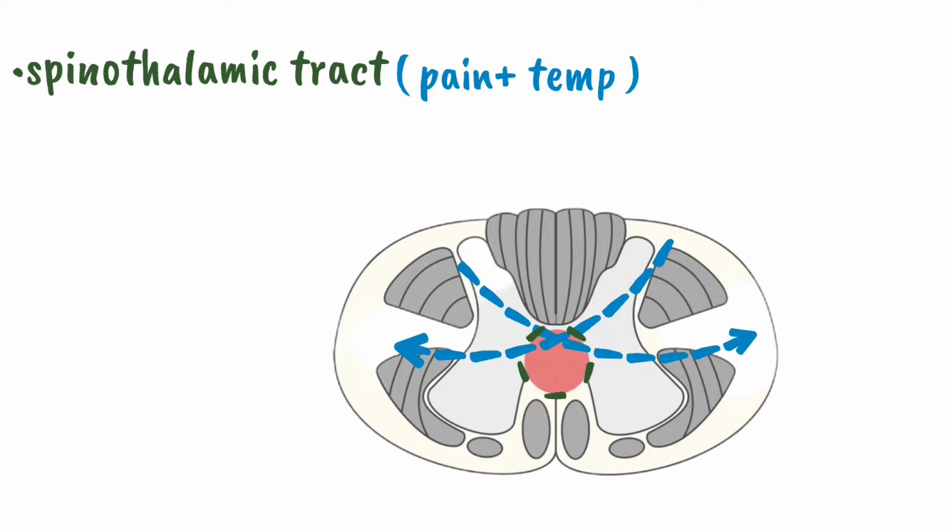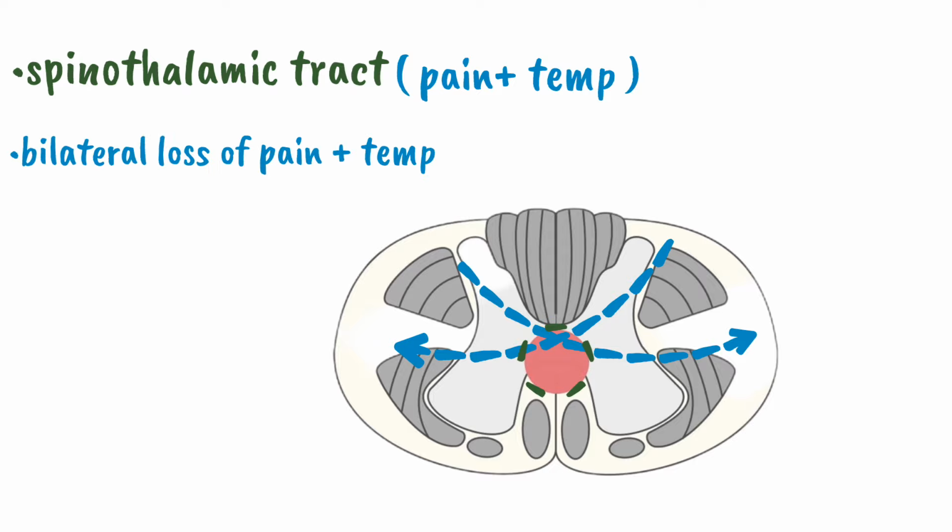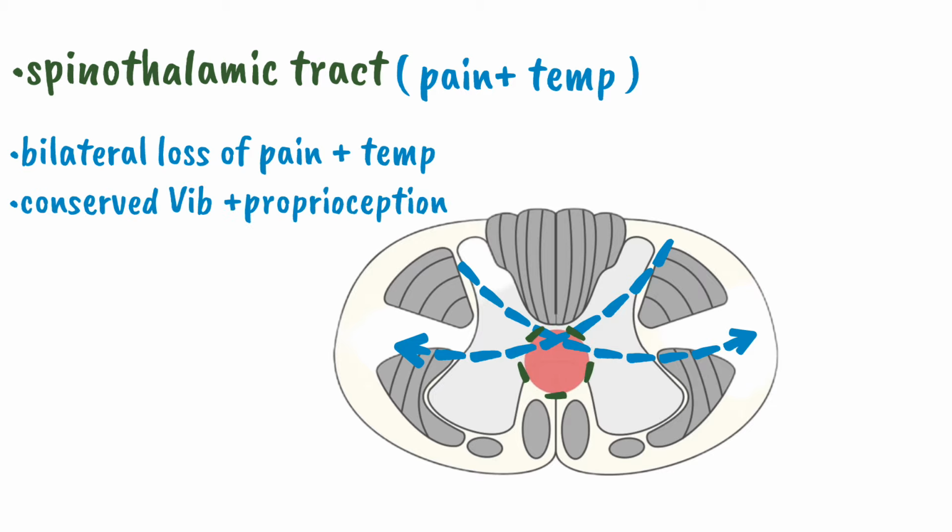So when there is a syrinx, the spinothalamic fibers will be disrupted and there will be loss of bilateral pain and temperature. But there will be conservation of vibration and proprioception because these fibers pass in the dorsal column and the syrinx is limited to the center of the cord. This is how the syrinx causes a dissociative sensory loss.